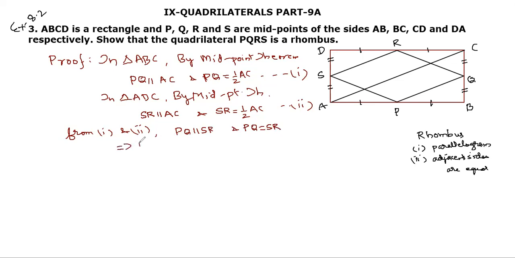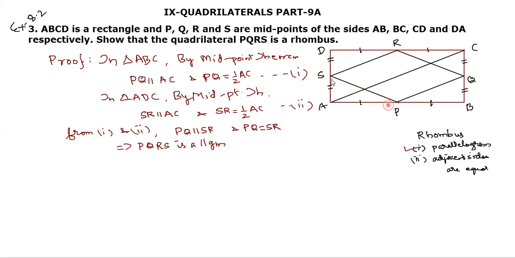So therefore we have proved that PQRS is a parallelogram. So in the first stage we have shown that it is a parallelogram. Now we have to show two sides equal. Which two sides? This side PQ and the other side, this side. PQ is equal to PS.